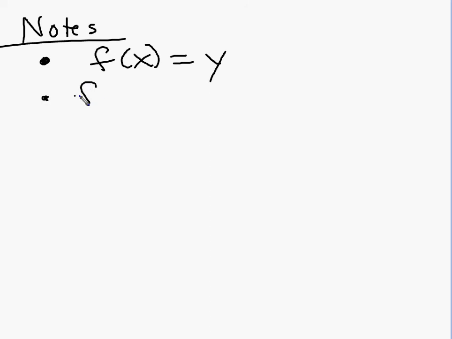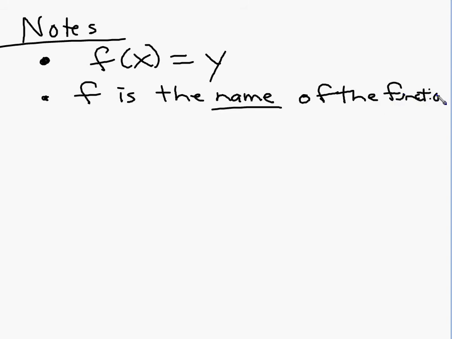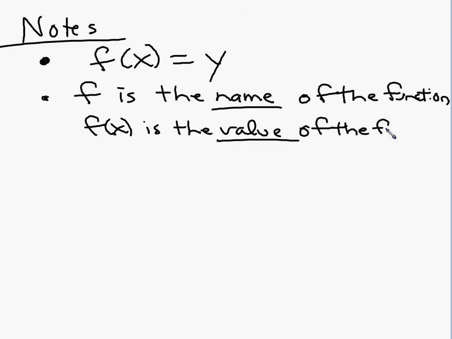Next, f is the name of the function. A lot of times we'll call it function f, or function g, or function h, whatever. F is the name of the function. F of x is the value of the function. You put in an x, you get out some specific value. Okay?